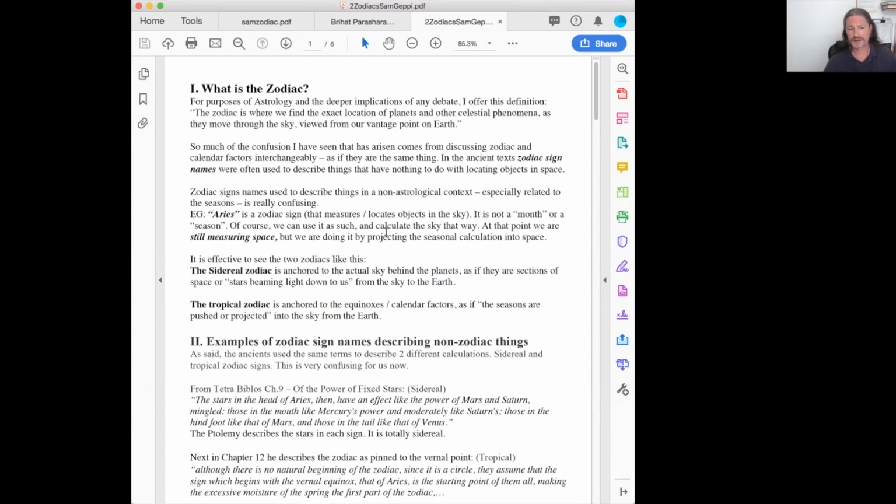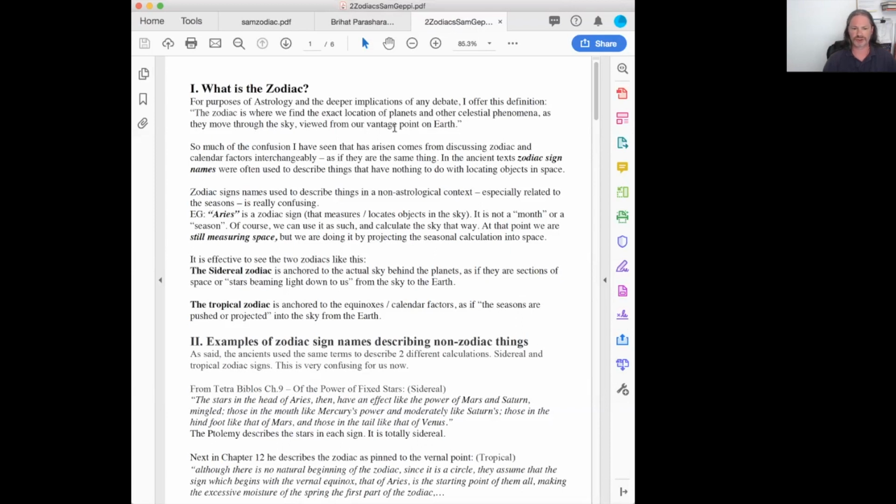I actually think one of the biggest reasons why there's confusion, especially about the two different zodiacs, is that we don't even really define clearly what the zodiac is in an astrological sense. It's gotten conflated, and we see zodiac sign names used for a lot of things. So I'm just going to read through this. I wrote it out so I would stay on track. First, it says, what is a zodiac?